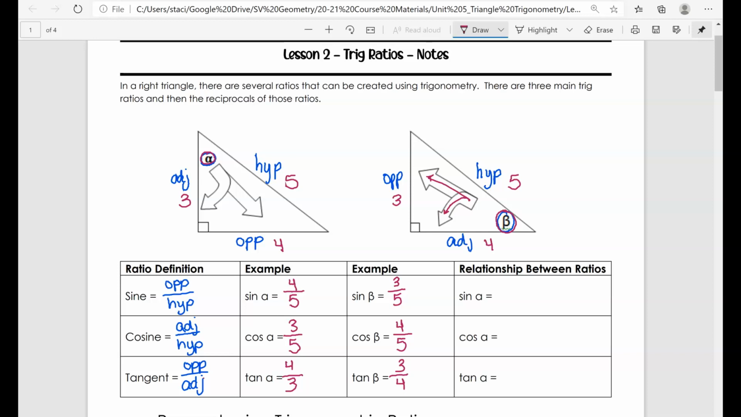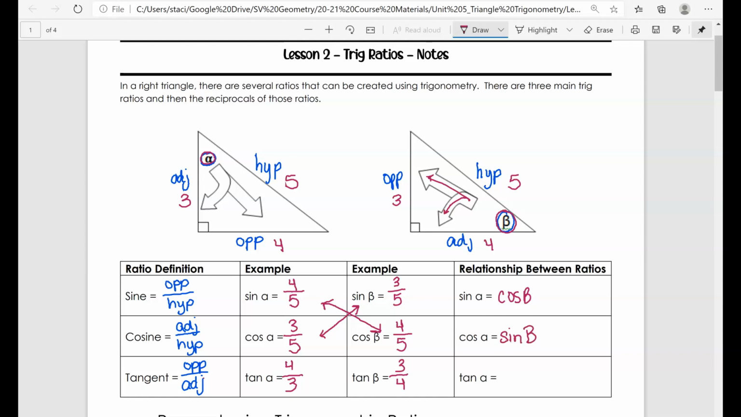So when you look at the different ratios we can create, you might notice that these two ratios were the exact same, and these two ratios were the exact same. So it's important to understand that the sine of one angle is going to be equal to the cosine of the other angle. And then also, I can see the cosine of A was equal to the sine of angle B.